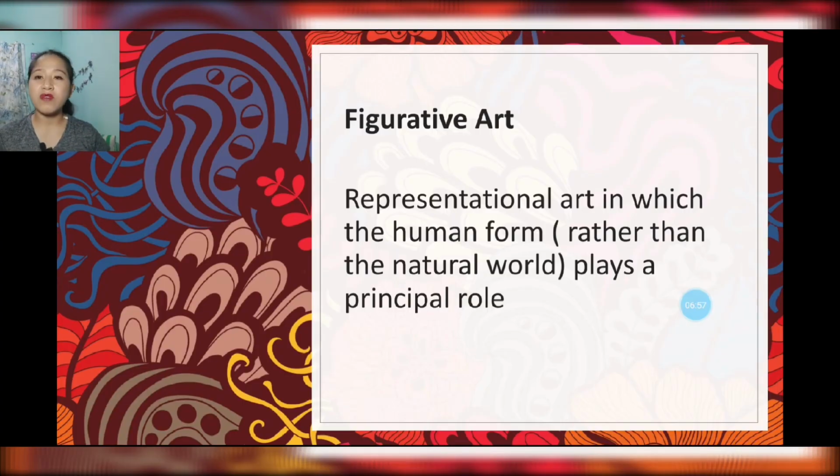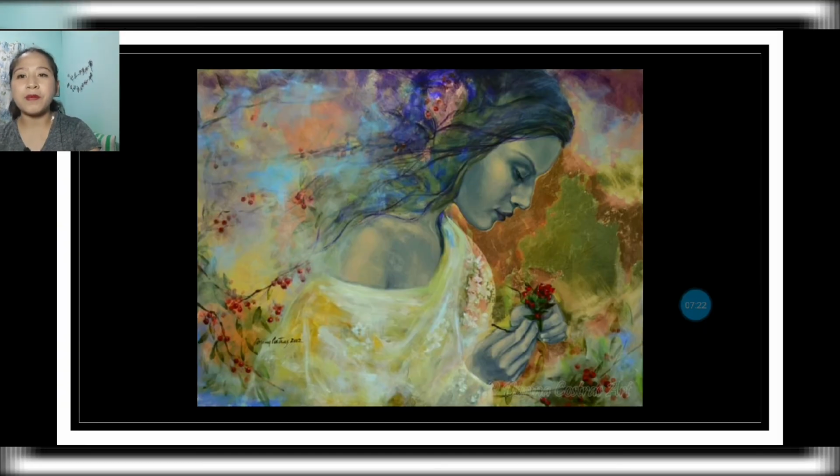Okay, and then we have another art, figurative art. It is a representational art in which the human form, rather than the natural world, plays a principal role. Okay, so it represents something. But most of the time, the subject here are the humans. Okay, and usually it's just one human. Okay, so let me have an example like this one.